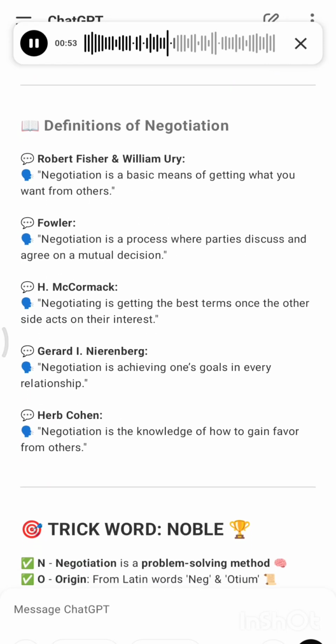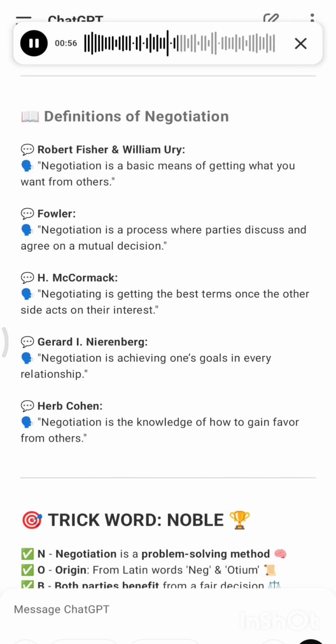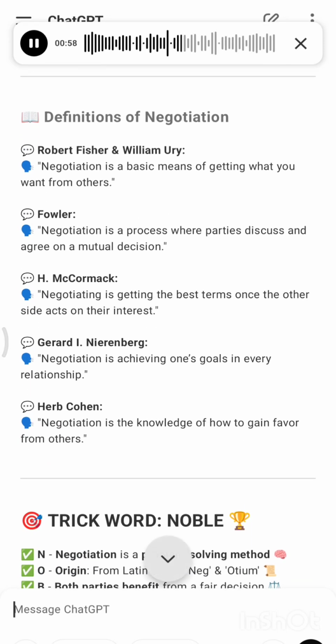Definitions of negotiation. Robert Fisher and William Ury: negotiation is a basic means of getting what you want from others. Negotiation is a process where parties discuss and agree on a mutual decision. Negotiating is getting the best terms once the other side acts on their interest. Negotiation is achieving one's goals in every relationship. Negotiation is the knowledge of how to gain favor from others.